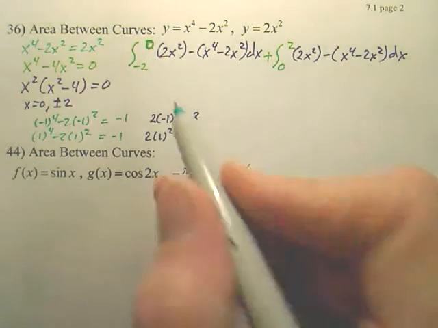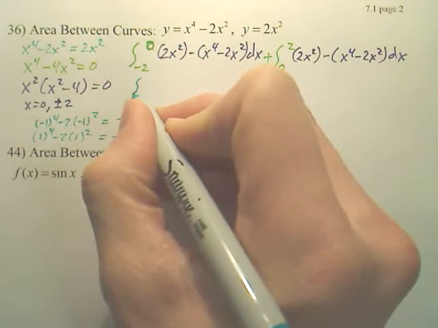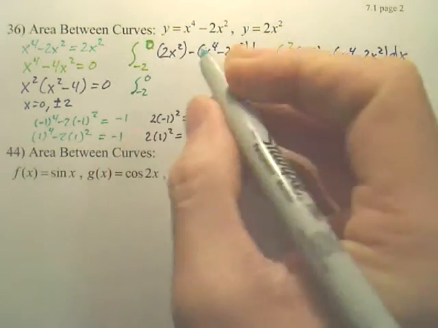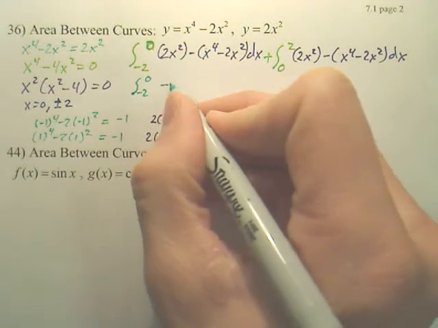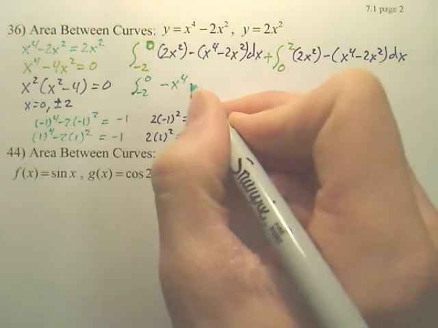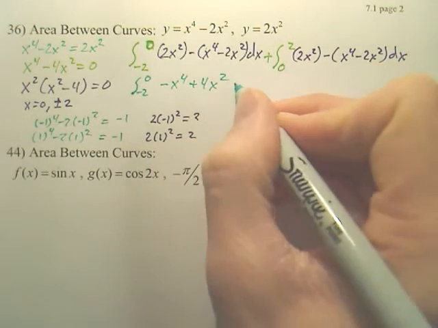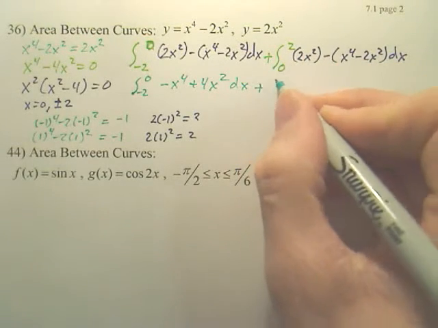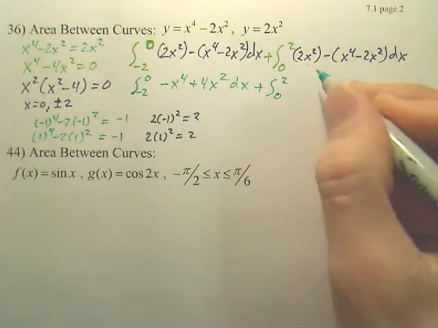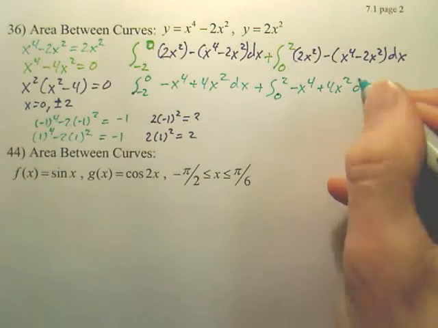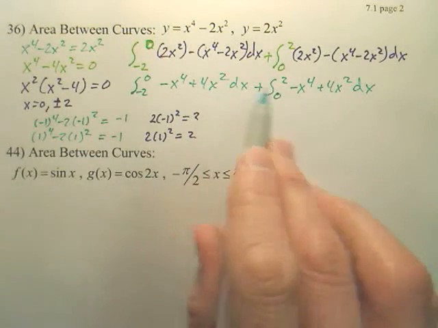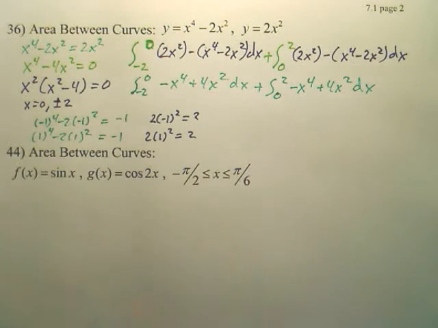Let's keep going. So we now have the integral from negative 2 to 0. And if we combine this, it looks like we get a negative x to the fourth, and when you add that, you get plus 4x squared dx. And then from 0 to 2, should that be the same equation? Are we integrating the same equation? So if we're integrating the same equation, can we just bring the intervals together?